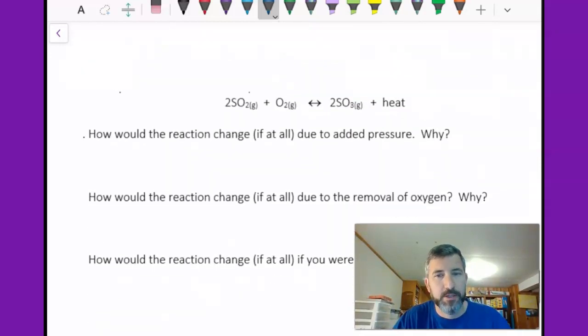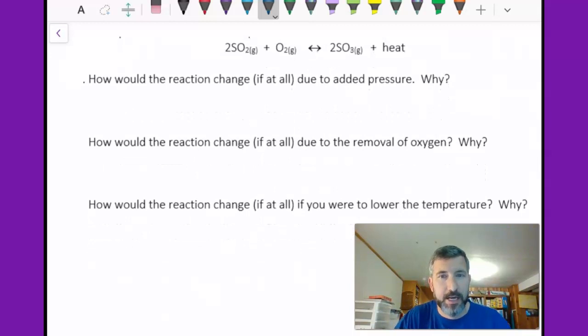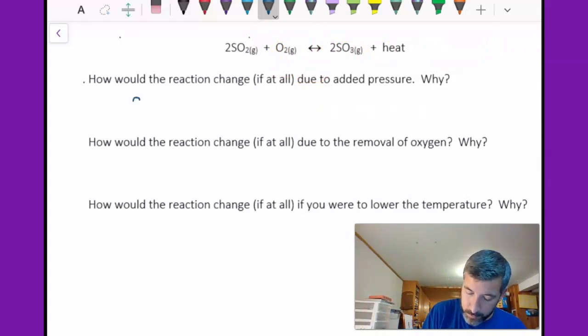Okay, a couple questions here, we'll do these one at a time, based on this reaction system. So this is getting back to LeChatelier's principle. How would the reaction change, if at all, due to added pressure? Okay, so there are 3 moles of gas on the left and only 2 on the right. So if you added pressure, it's going to shift forward, and that is to make fewer moles of gas.